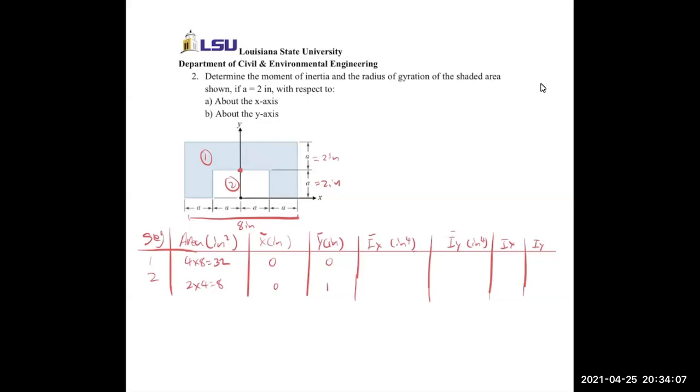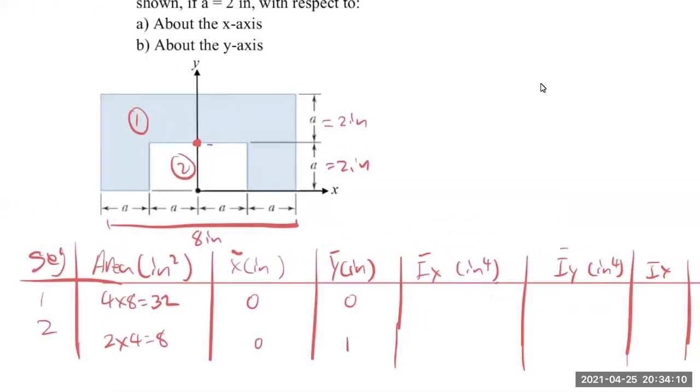And then for the y bar, it'll be different, because the distance will be from this point to this point, since here is the centroid of segment 2. And the distance between them is 1 inch.